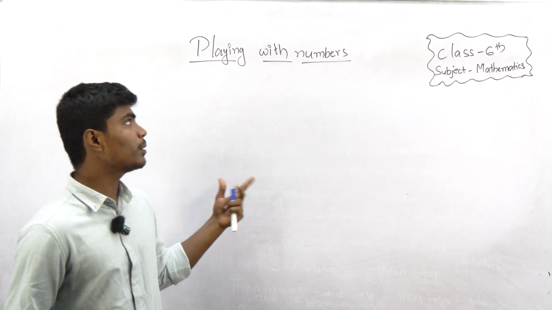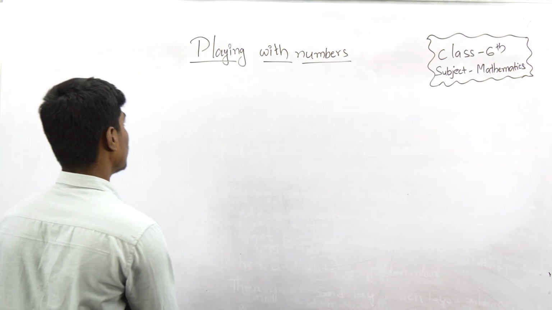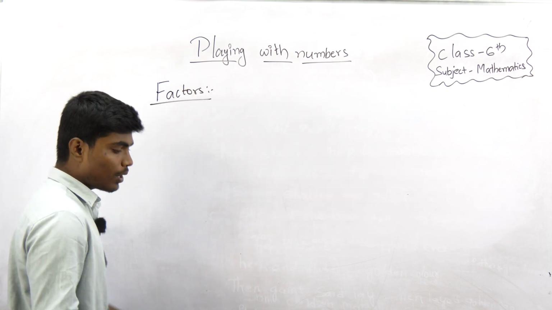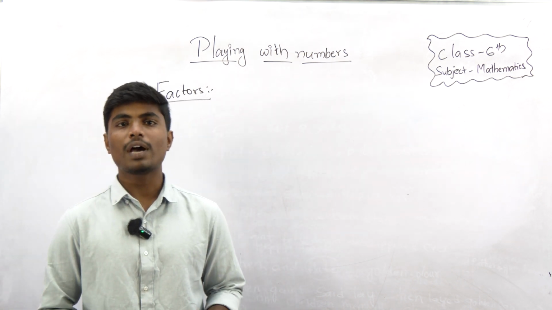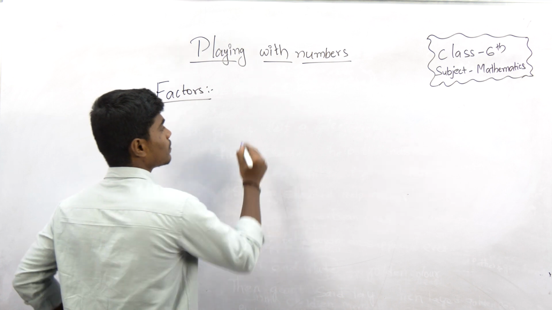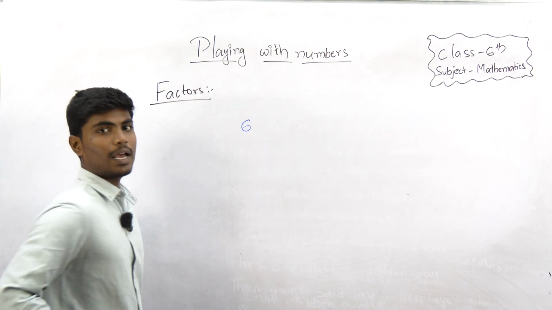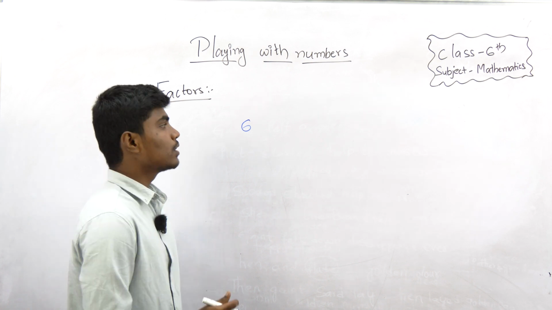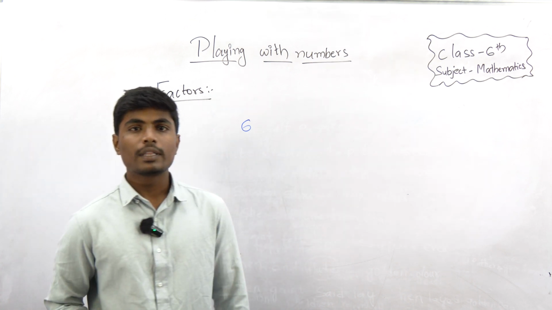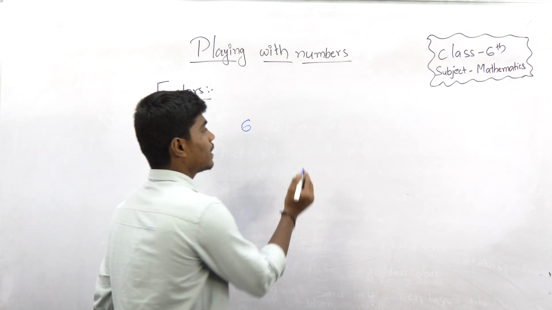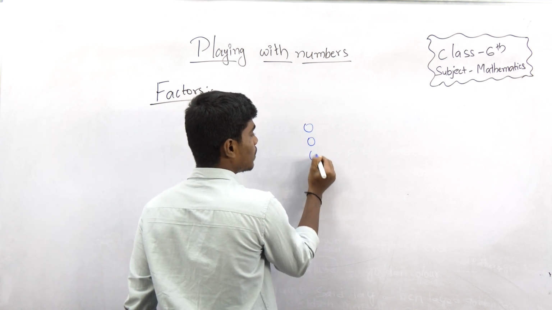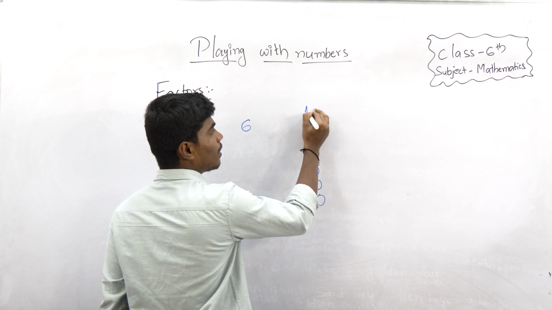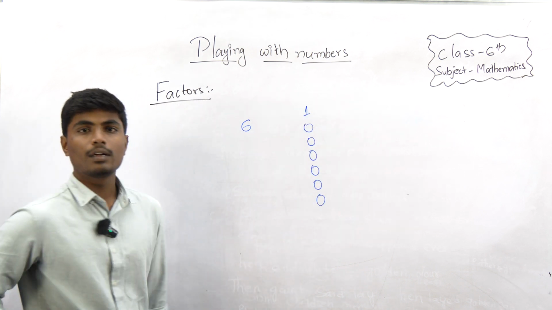Now, furthermore, we are going to discuss factors. See, what are factors? Suppose you have 6 laddus, and you have to arrange those laddus in columns so that in each column there should be an equal number of laddus. See, here 1, 2, 3, 4, 5, 6.